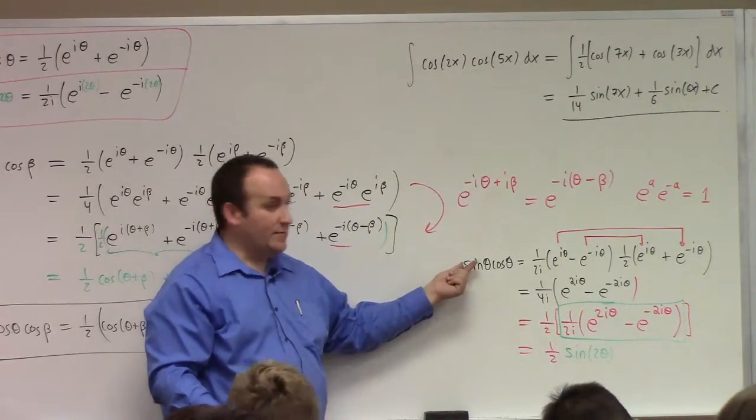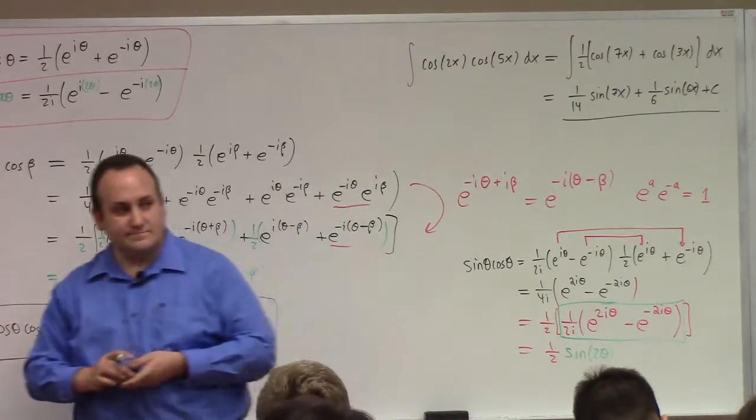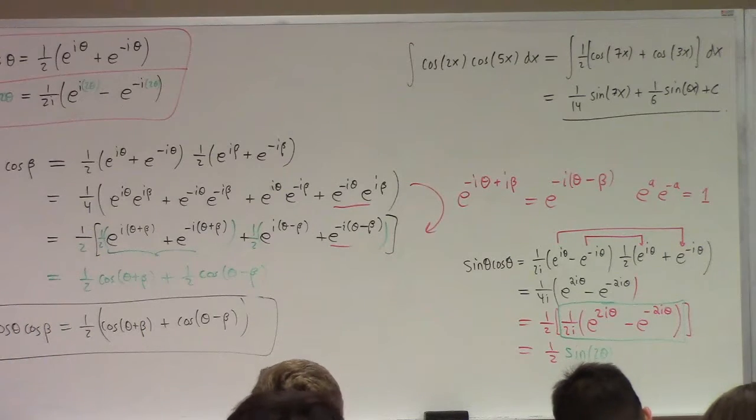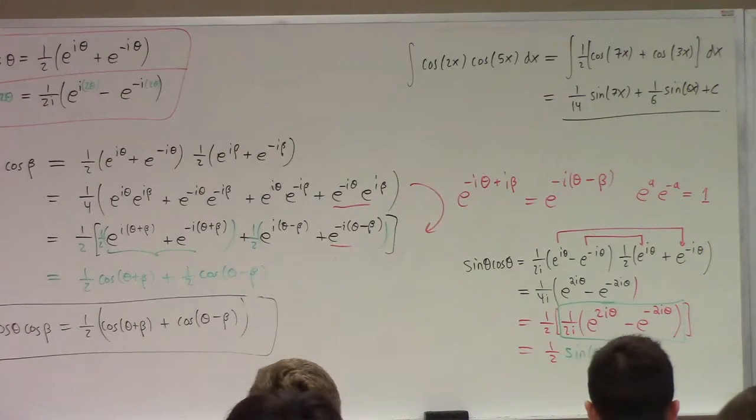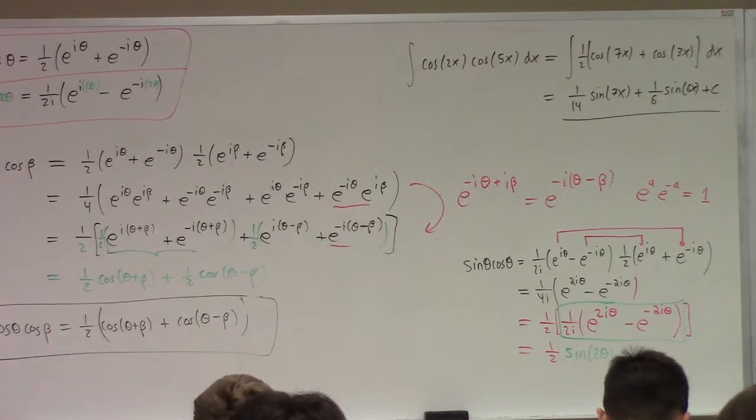How did we find it? By doing algebra on the imaginary exponentials. You don't have to learn this, but if you do, it's very useful. You do have to know trig identities, though.